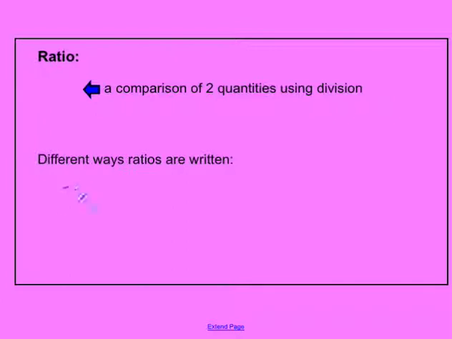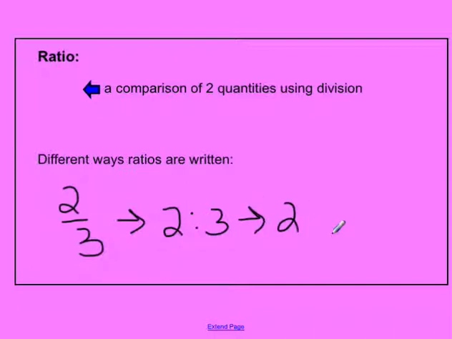We could write it as 2 over 3. We could write it as 2 to 3, being like that with 2 dots. Or we could actually write out the words 2 to 3. So those are the different ways that we can write out ratios. Now let's take a look at a couple of good examples of how we can apply ratios.